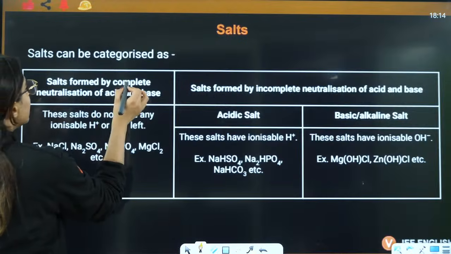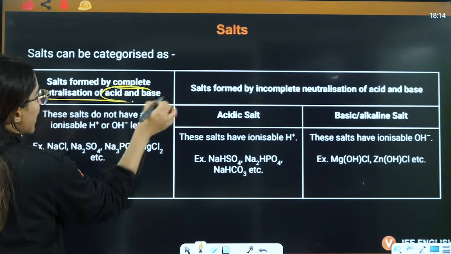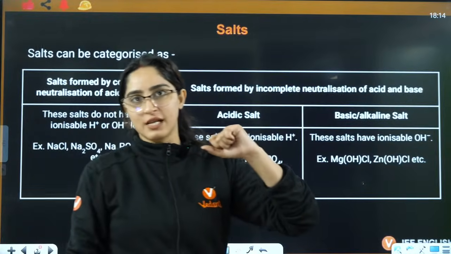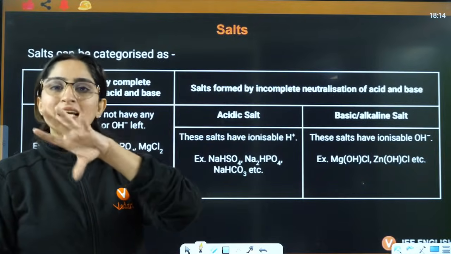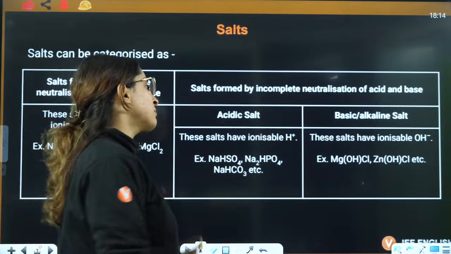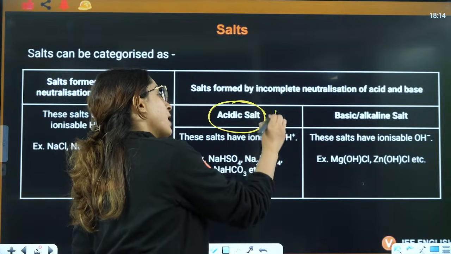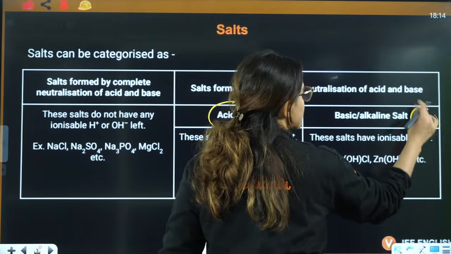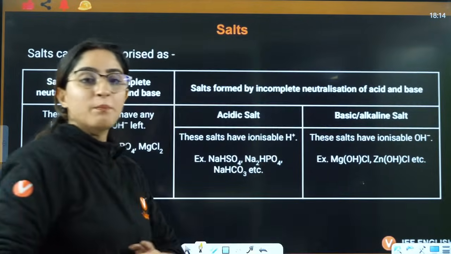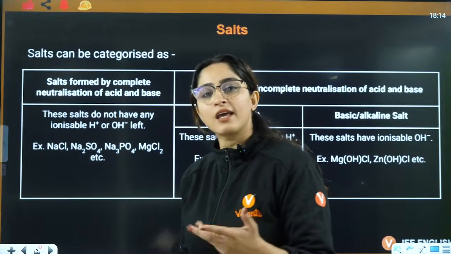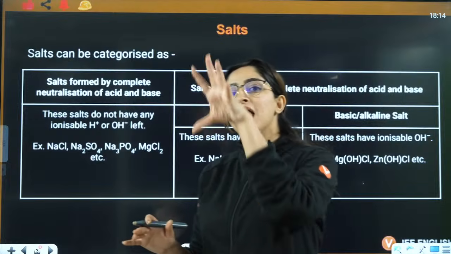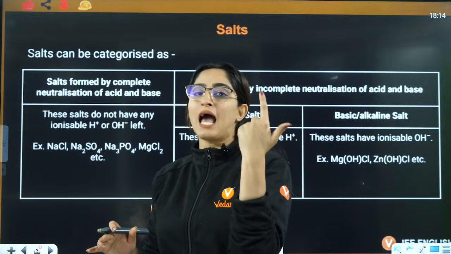These are salts by complete neutralization of acid and base, right? And these are salts by incomplete neutralization. When there is incomplete neutralization, maybe in an acidic salt an extra part of H positive you have, in a basic salt an extra part of OH negative you have. When there is complete neutralization, all the H positive and OH negative are neutralized to form water, and the byproduct is salt, right?